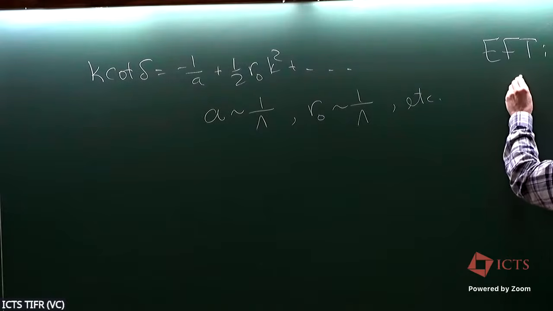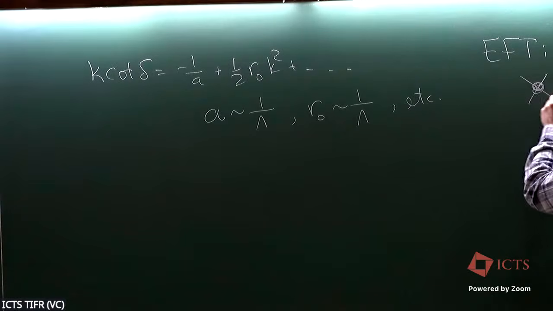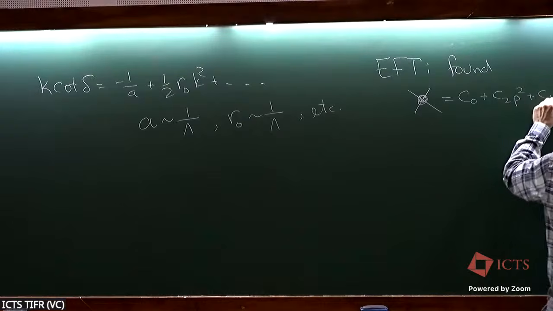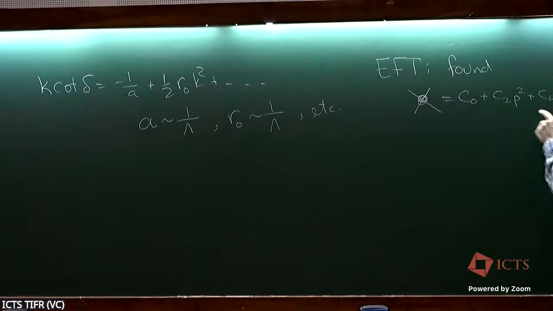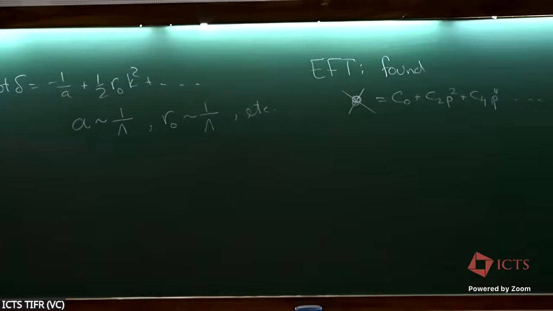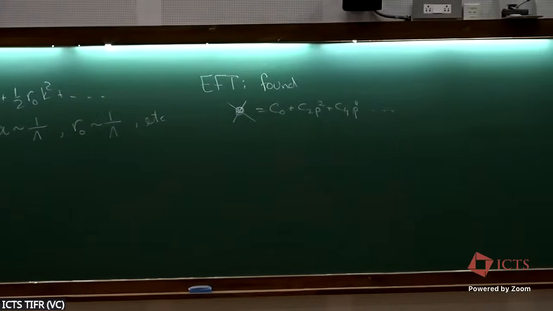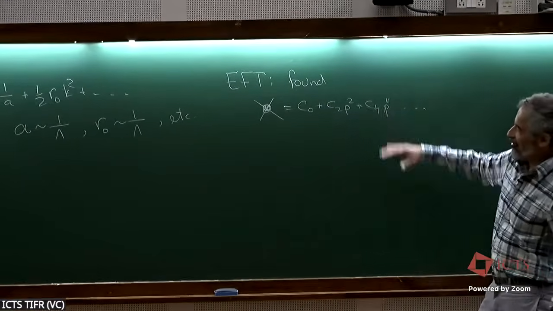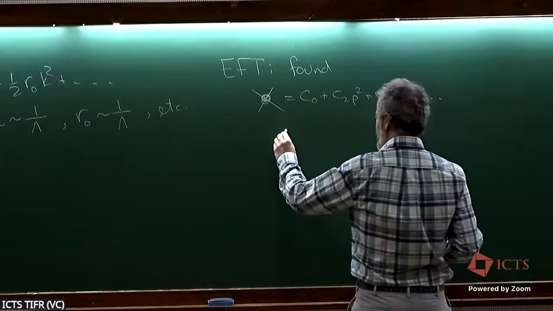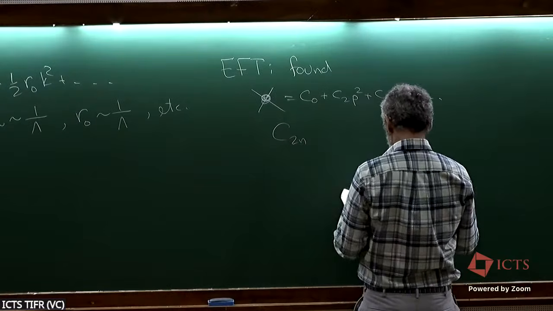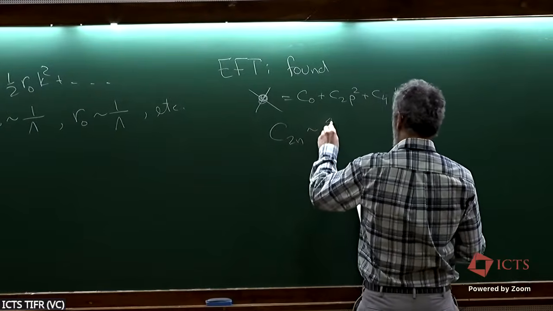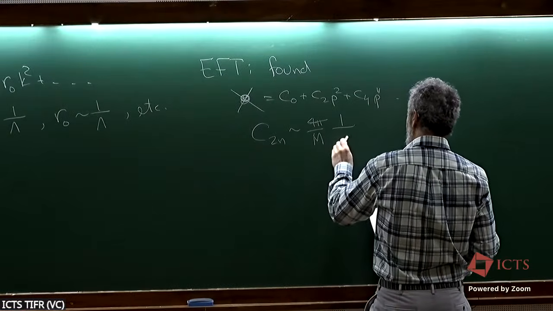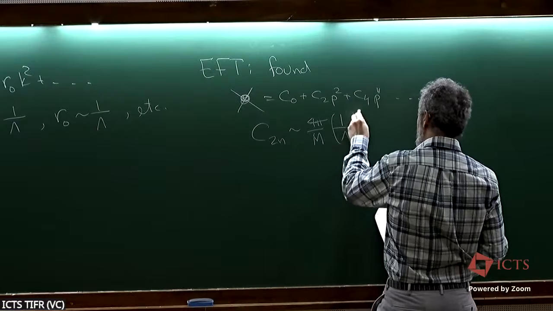we could have an expansion of the vertex, which is C naught plus C2 P squared plus C4 P to the fourth. Each of these coming from some local operator with derivatives acting different ways and so on. But we'll assume that this is what the tree level vertex looks like. And then what we found was that all these C2Ns were order 4 pi over m times 1 over lambda to the 2n plus 1.